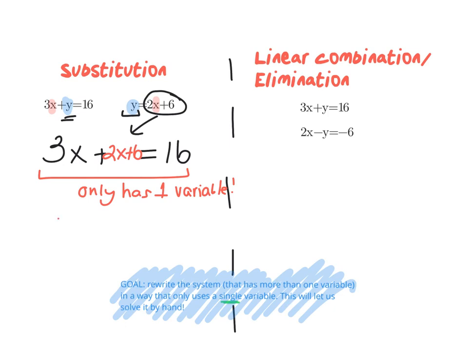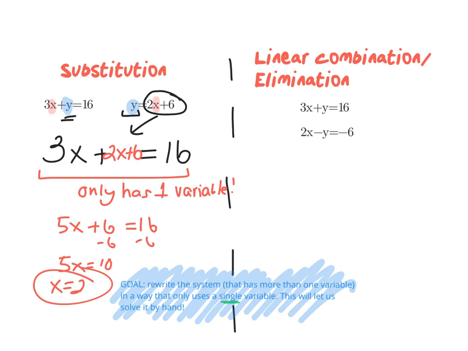So 3x and 2x is 5x, plus 6 should equal 16. So I get 5x is equal to 10, so in other words, x is equal to 2. And again, then we'd have to go solve and get y, and if we did that, we would then be able to see that y was equal to 10. But again, the main idea here that we're trying to get at is that we started with two variables in both equations, x's and y's, and we used a method to rewrite one single equation that only had one variable.